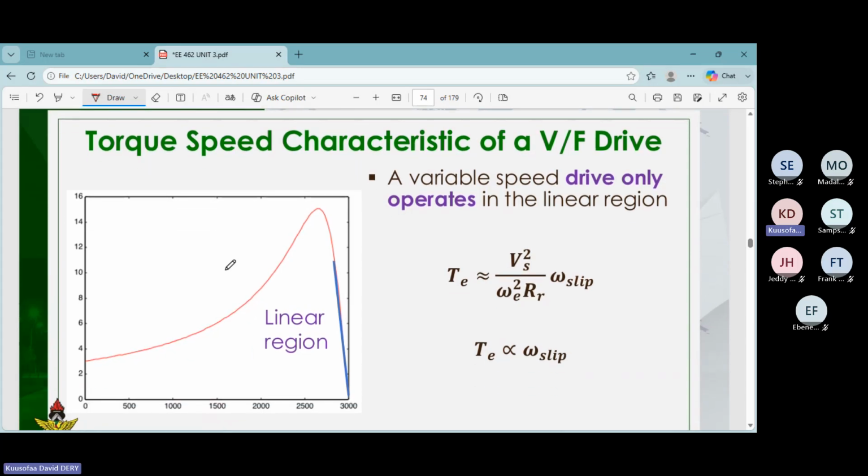The torque speed characteristics of a variable frequency drive will definitely be similar to the induction motor torque speed characteristics. The variable drive operates in the linear region, right? We mentioned that in the linear region, the slip is very small. So the torque equation will be given by this. This is the expression that we have.